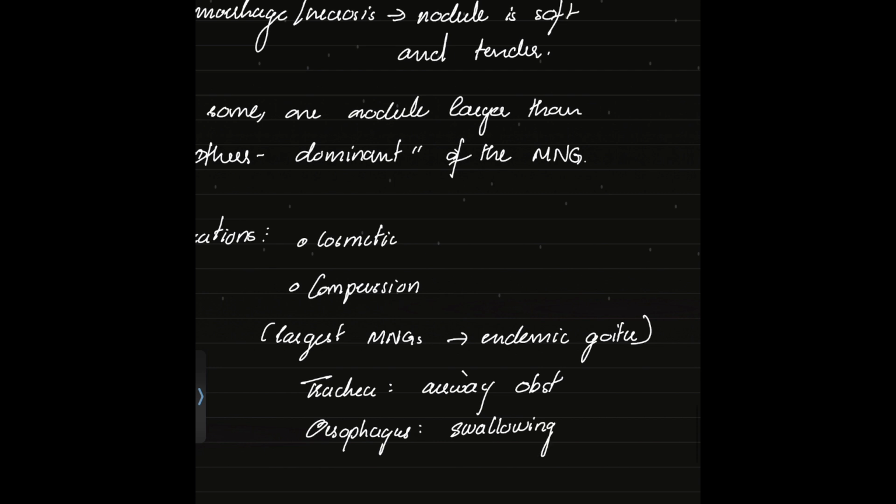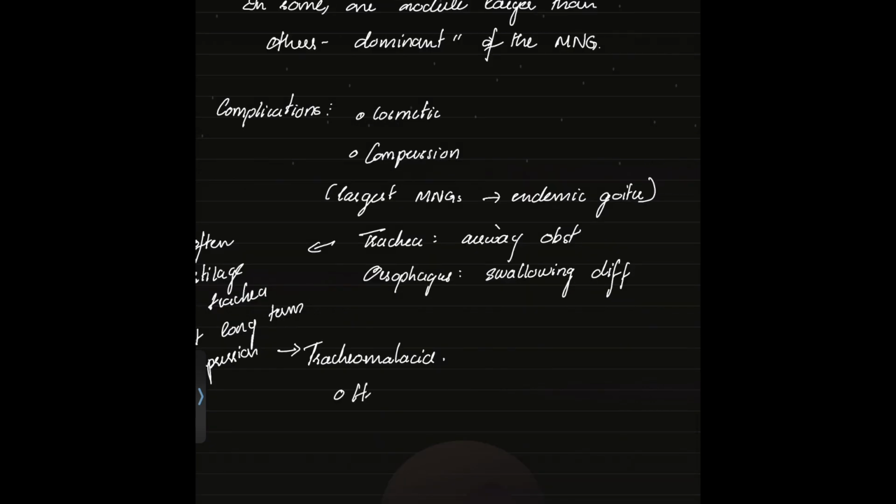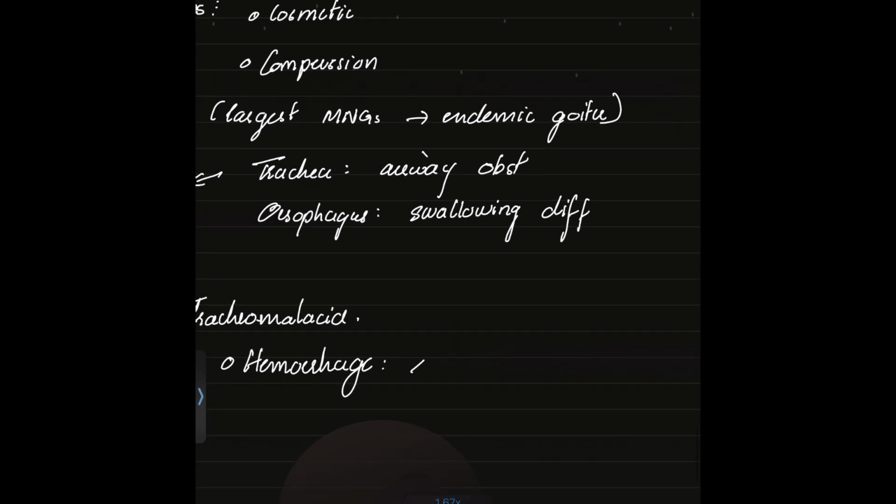Long-standing, long-term multinodular goiters can cause softening of the tracheal cartilages and result in a condition known as tracheomalacia. Then we have hemorrhage as a complication. There can be sudden enlargement of the thyroid, there can be sudden hemorrhage.